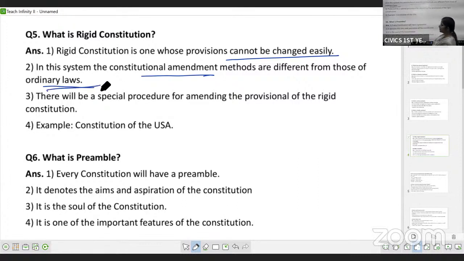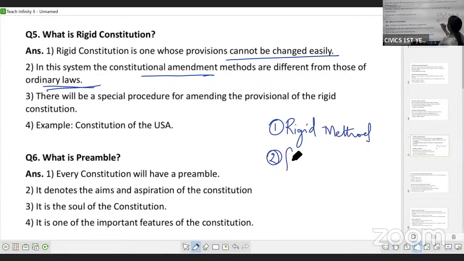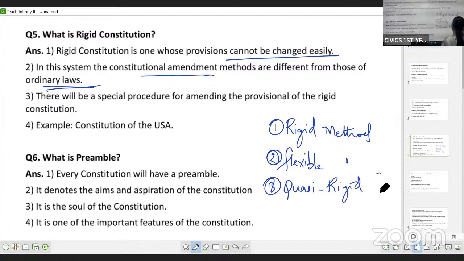Okay. For example, the Indian Constitution. If you need to amend the Indian Constitution, we have three methods. That is the rigid method. Then second is the flexible method. And third is the quasi-rigid and quasi-flexible method. Okay, the Indian Constitution can be amended by three methods.